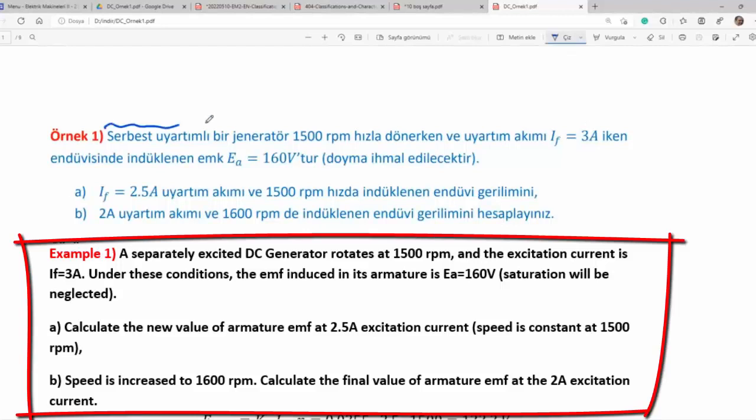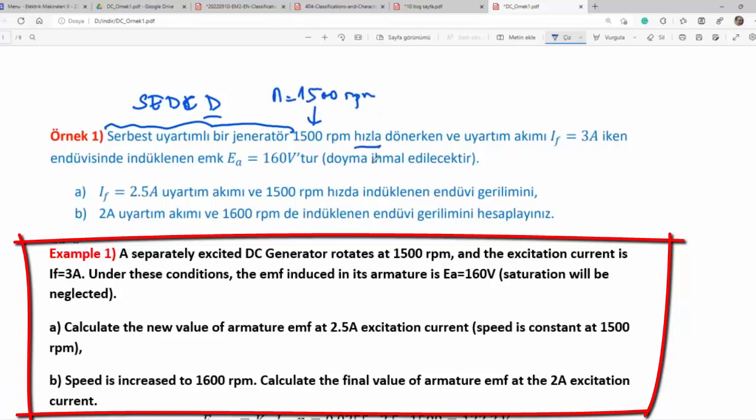A separately excited DC generator, a DC dynamo, is rotating at the speed of 1500 RPM. That is the speed in RPM.